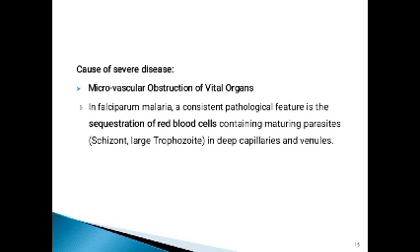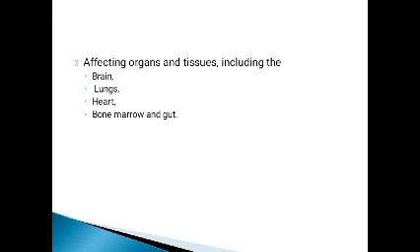Cause of severe malaria disease: microvascular obstruction of vital organs. In falciparum malaria, a consistent pathological feature is the sequestration of red blood cells containing maturing parasites, schizonts and large trophozoites, in deep capillaries and venules, affecting organs and tissues including the brain, lung, heart, bone marrow, and gut.